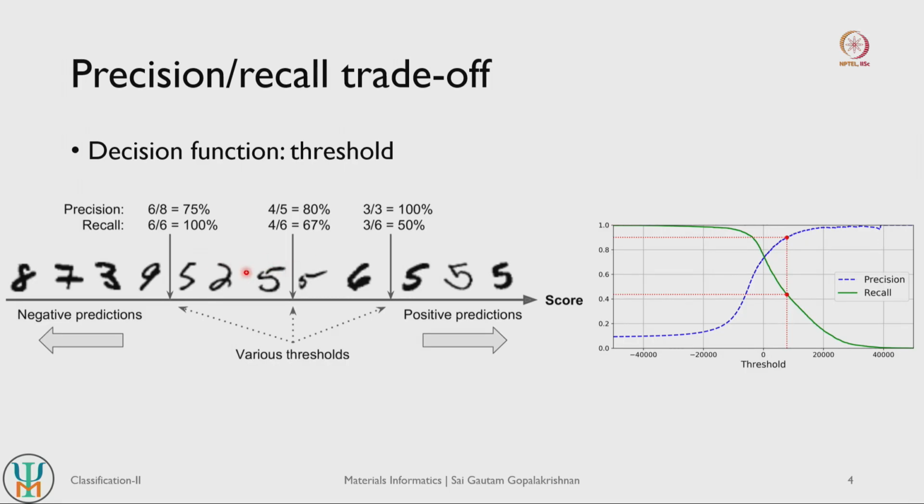If you were to decrease this decision threshold to a lower value, look at the number of true and false positives here. The number of true positives is 6, and the number of false positives also increases. Previously you had only one false positive, now you have introduced one more. So the precision is 6 by 8, or 75%, which is a drop from the original decision threshold. The precision goes down from 80 to 75%.